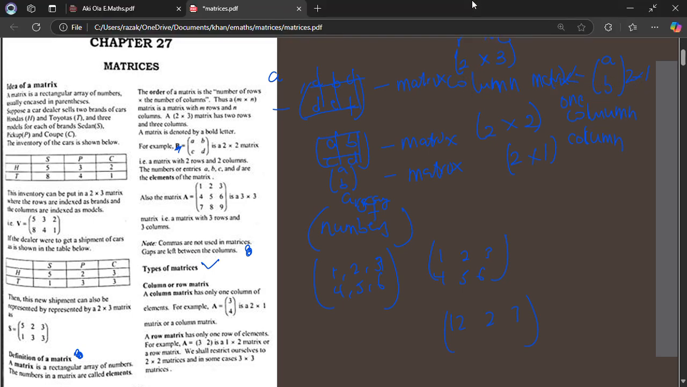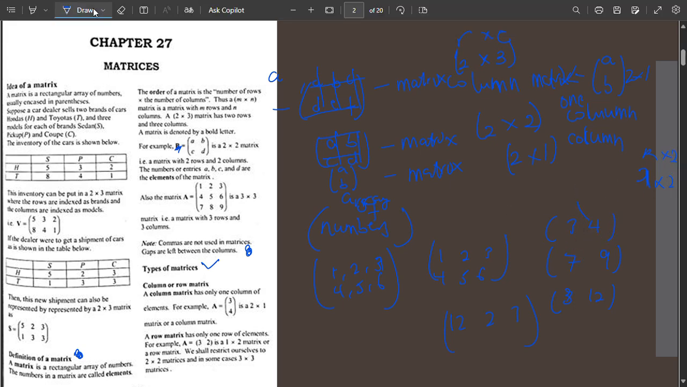The same way, a row matrix will have only one row. So a matrix like these are row matrices because it's just one row but two columns. So the order of these matrices will be 1 by 2, because one row and two columns. These are the types of matrix. Let's move on.